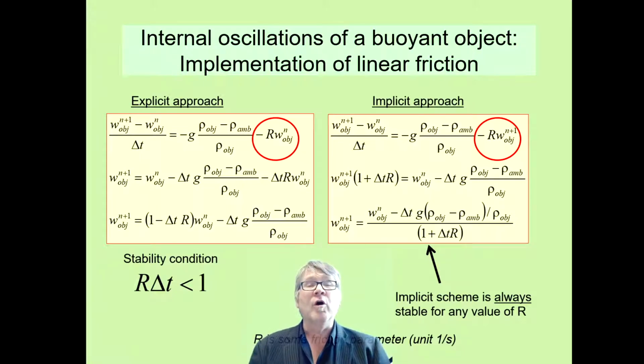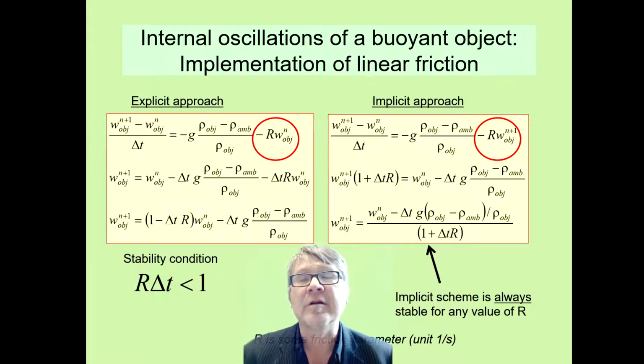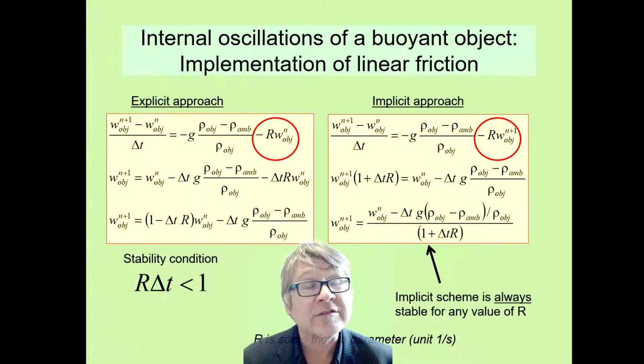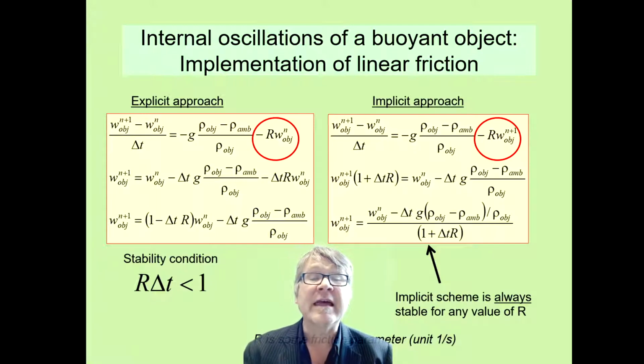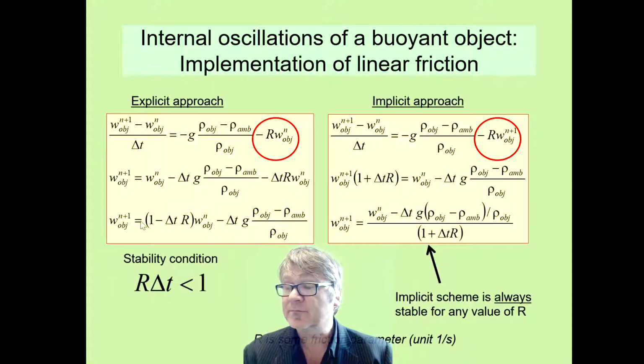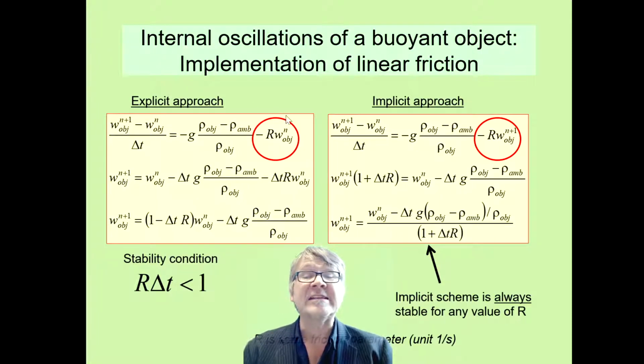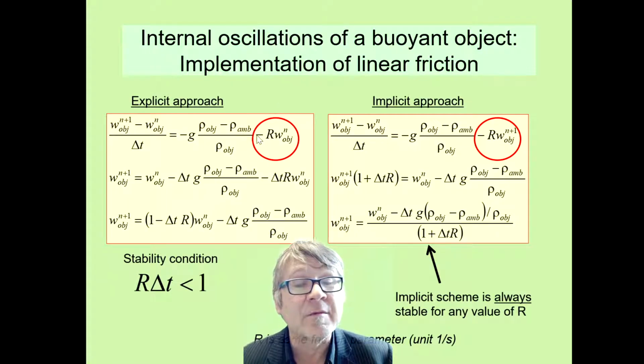Friction is always anti-parallel to the direction of motion. So the frictional force, you can add with a negative sign. This is the so-called explicit approach. You just add a frictional force with a minus sign.